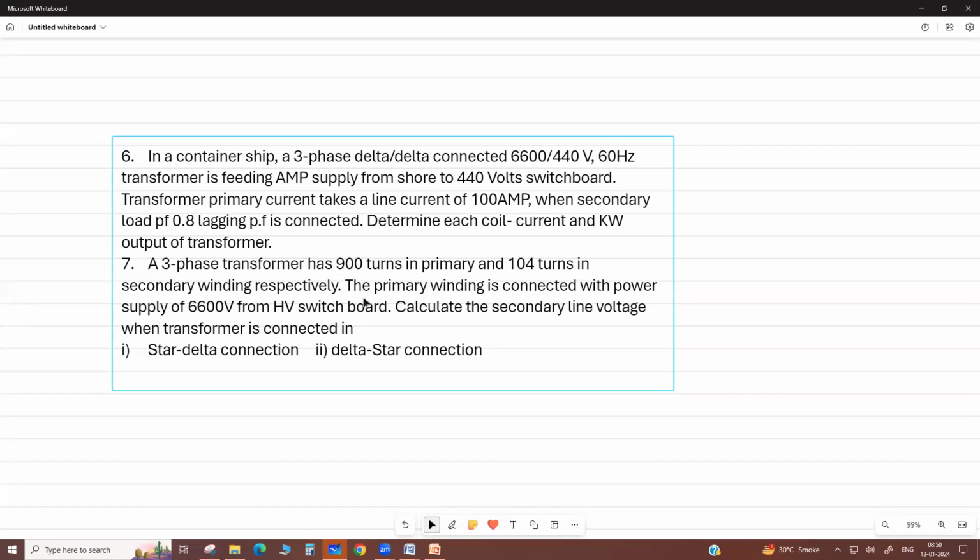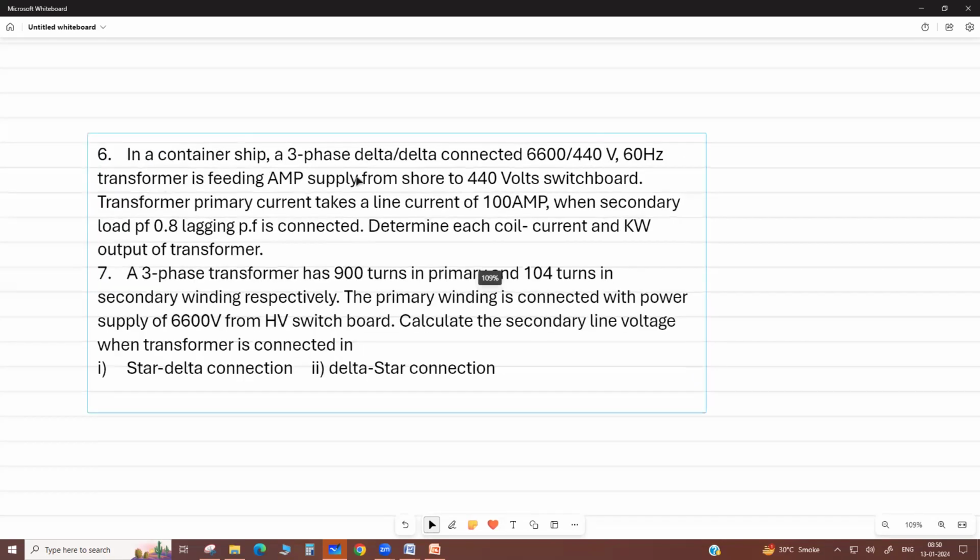Okay, when we do the calculation we do per-phase calculation, but you write the answer again in terms of line voltage. So then you need to observe the connection, whether it is star connection or delta connection.